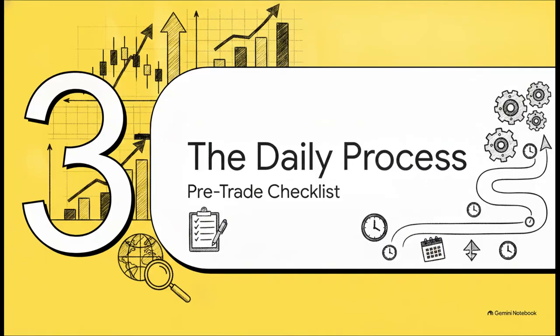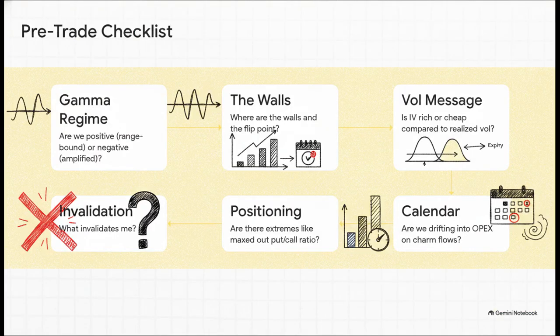Part 7. Process and the pre-trade checklist. All right. We've read the market's footprints, we know the scenarios, now we have to pivot to the actual daily operating procedures required to execute this playbook. Here is your 6-question pre-trade checklist. I want you to frame these 6 steps not as a gentle suggestion, but as a mandatory sequential procedure you must clear before you ever hit the buy or sell button.